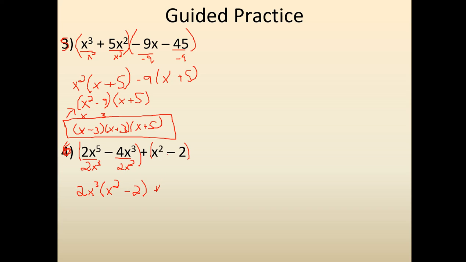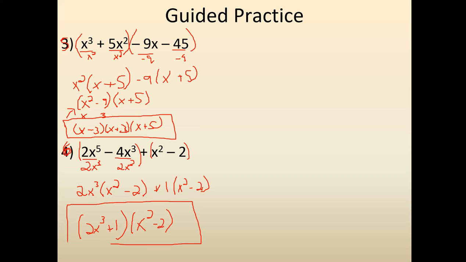And then if I look here, there's really nothing I can pull out. So I'm going to be leaving a 1 in front of there. So now I'm going to end up having 2x cubed plus 1 times x squared minus 2. I can't factor any further, so this is where I'm left. And that's pretty much it. That's all factoring by grouping is. Again, we're going to see next time one step further of how we can do this with trinomials.